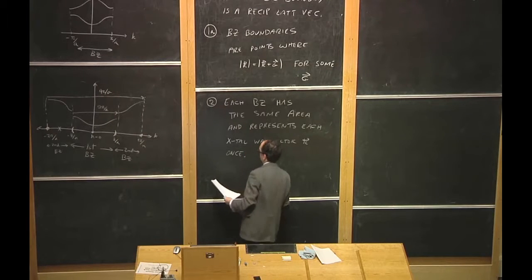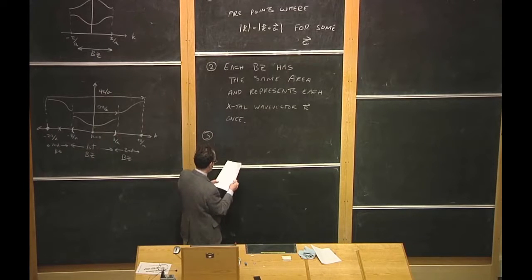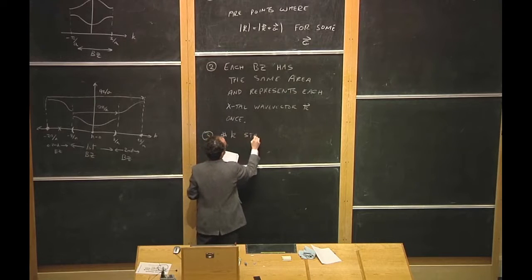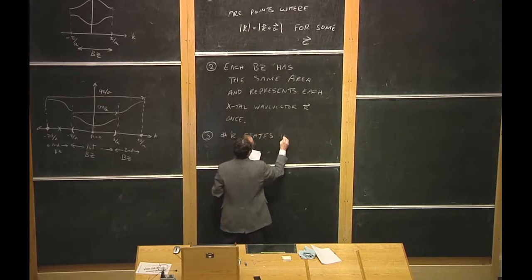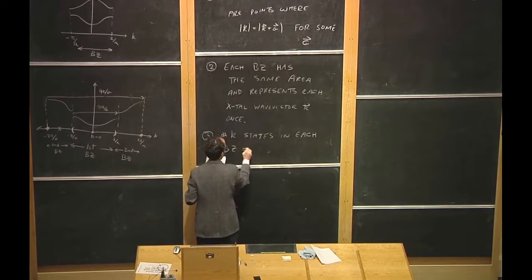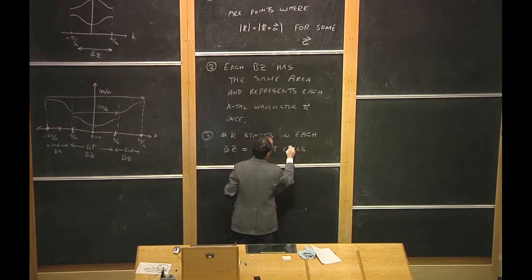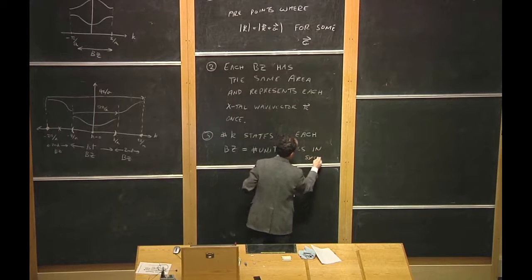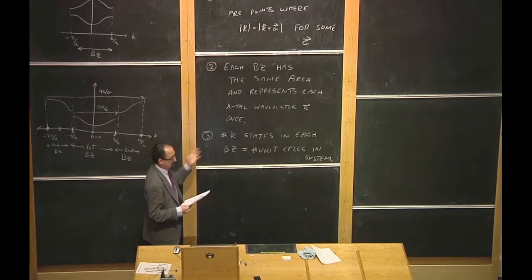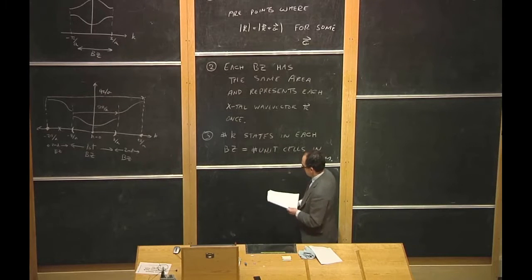The final statement, which is useful, and I think this is a homework assignment on the third homework set: the number of k states in each BZ equals the number of unit cells in the system. Does that sound familiar? We proved this in one dimension in lecture. I think for homework you're supposed to prove it in 3 dimensions. It is also generally a true statement.